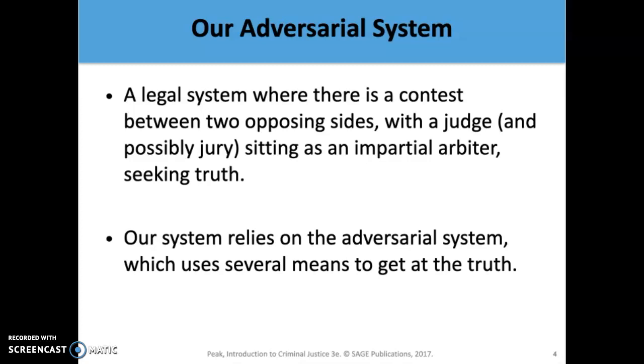And you've seen plenty of shows on TV where the prosecutor brings on a witness and the defense sort of tears the witness apart. And so you begin to see how adversarial our system of courts can be.